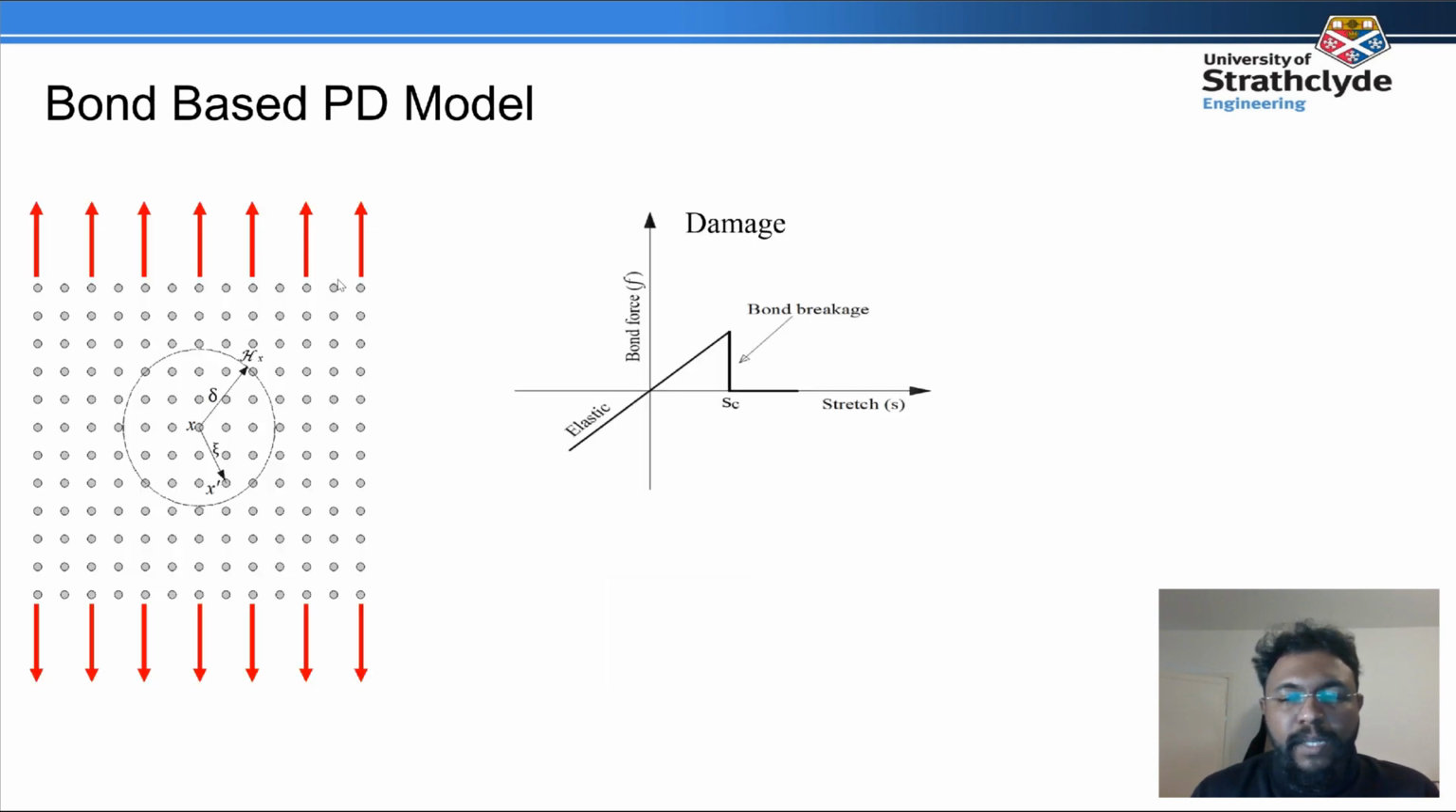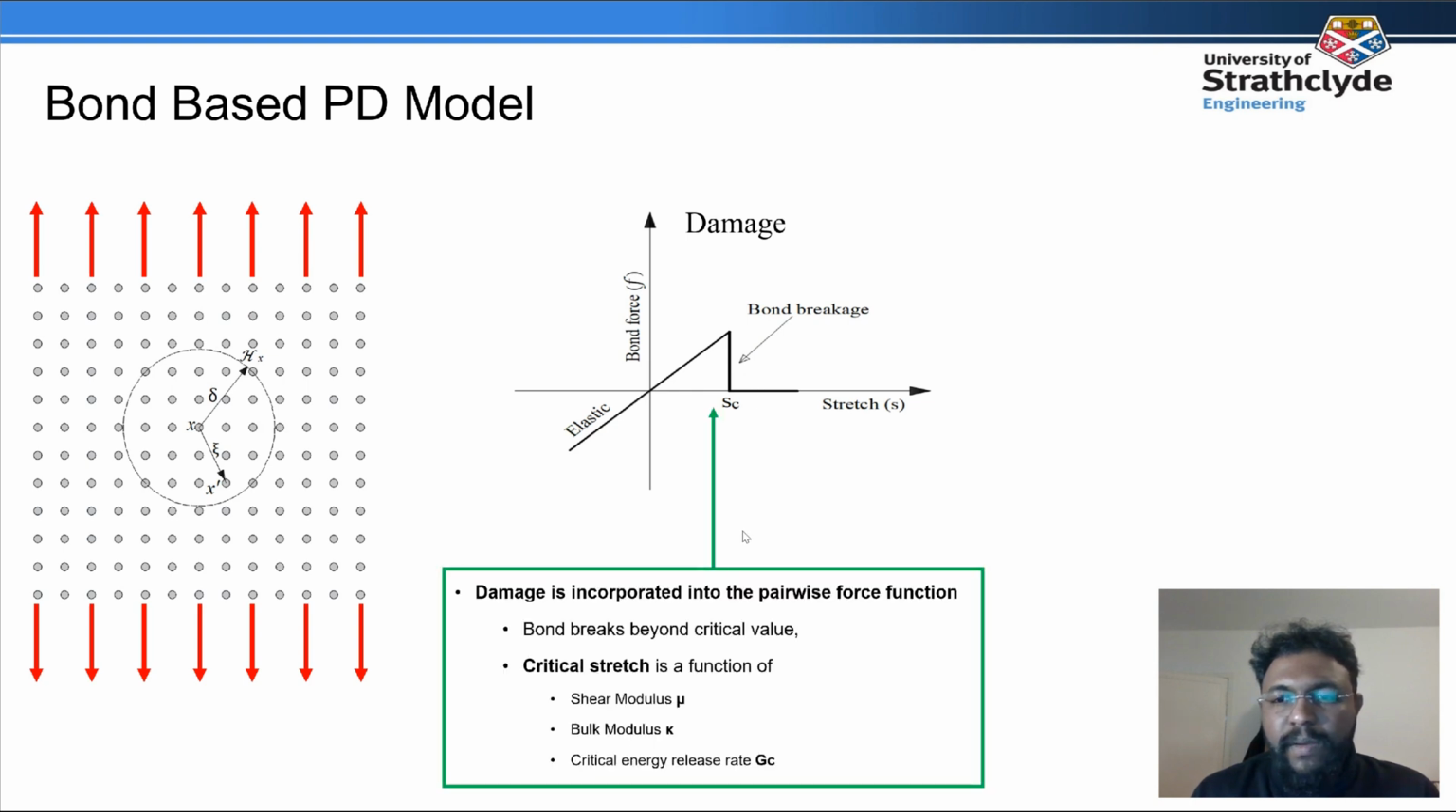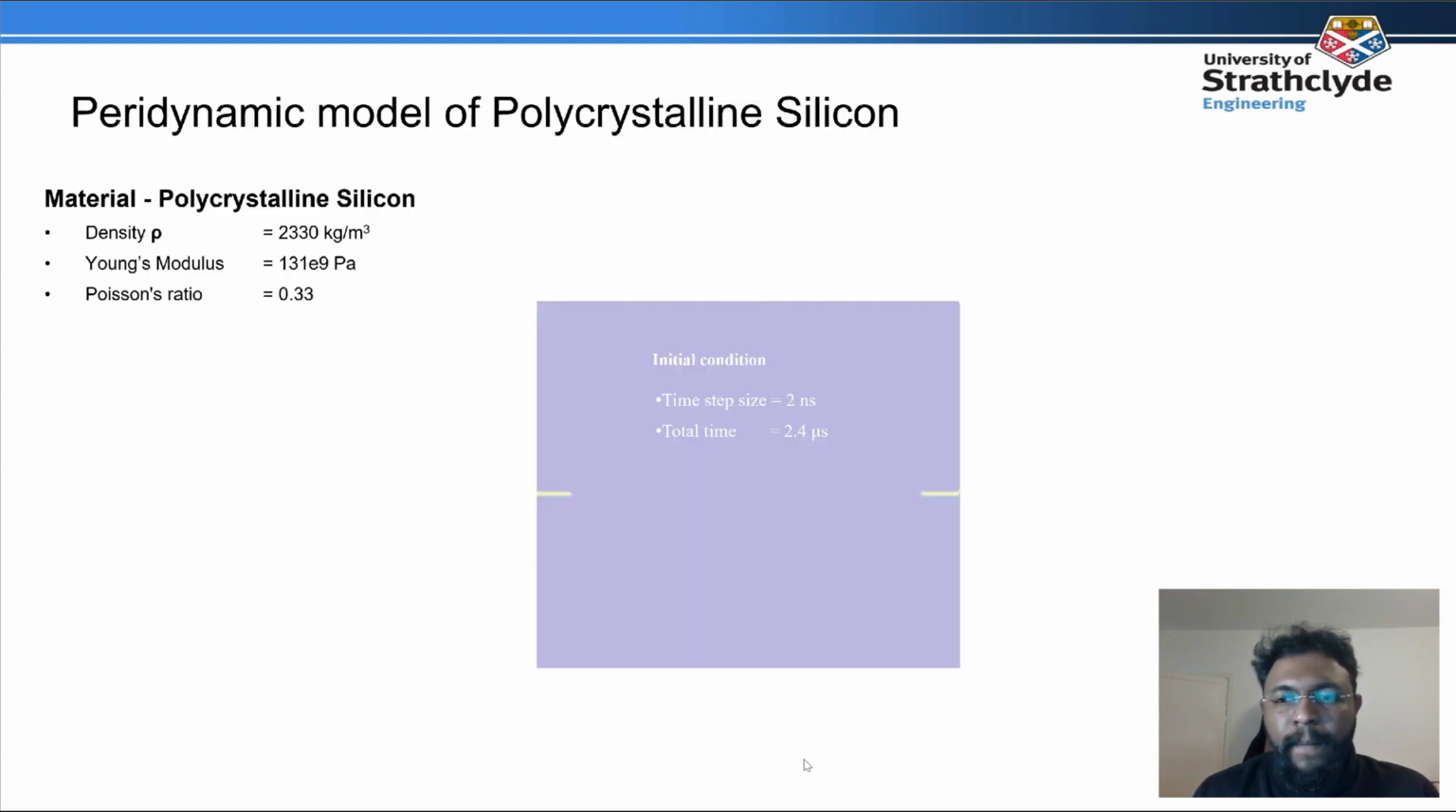So when a plate is subjected to a tensile load, the bond between the 2 points stretches and the bond breaks beyond the critical value. The critical stretch value is a function of shear modulus, bulk modulus, and critical energy release rate of the material.